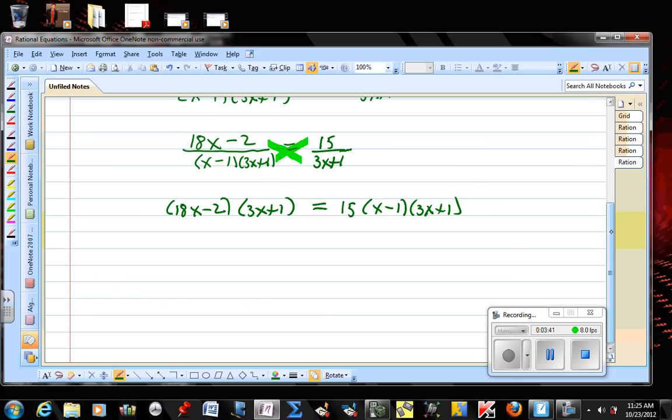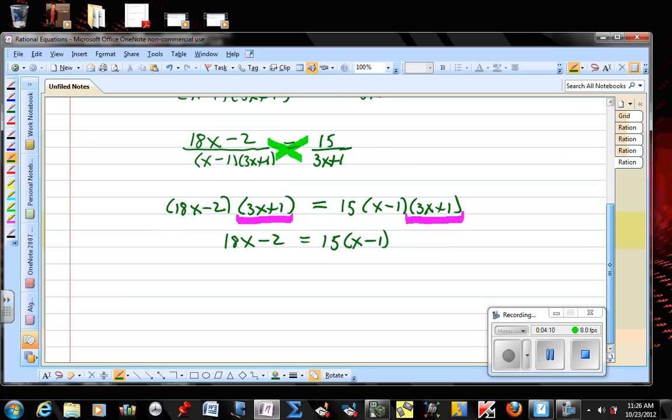Now again, leaving our problem in factored form made us recognize one thing. We have a factor of 3x plus 1 on each side. If we were to divide each side of this equation by the quantity 3x plus 1, well, these expressions would eliminate each other, and we'd be left with 18x minus 2 equals 15 times the quantity x minus 1.